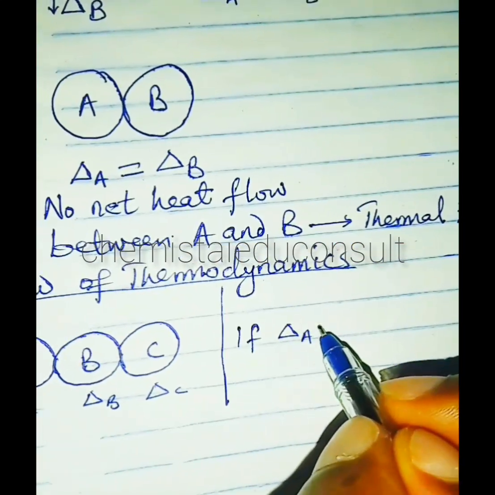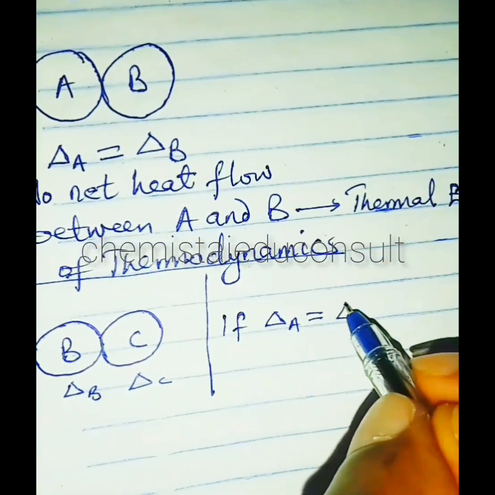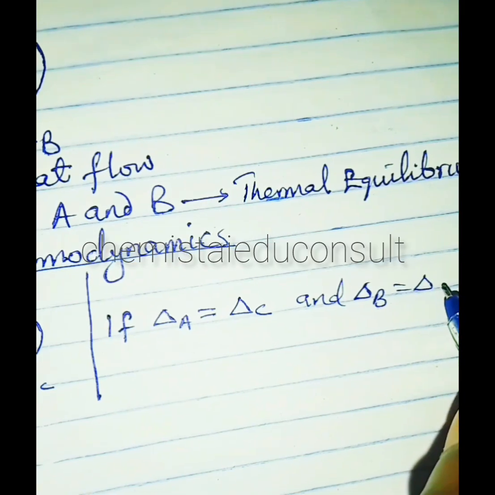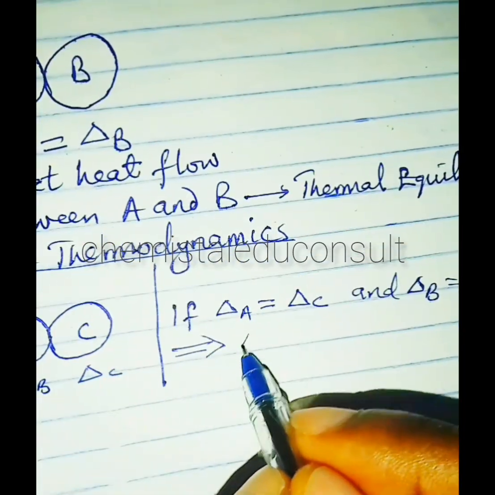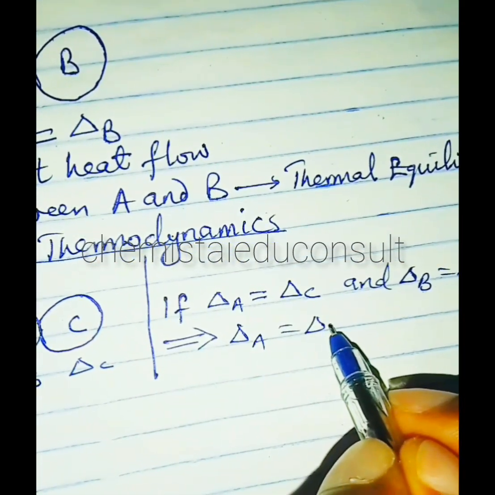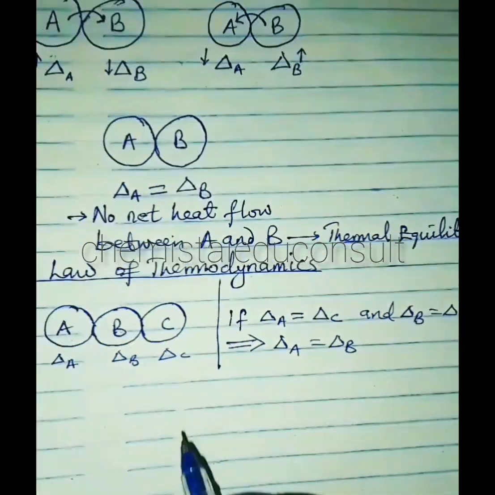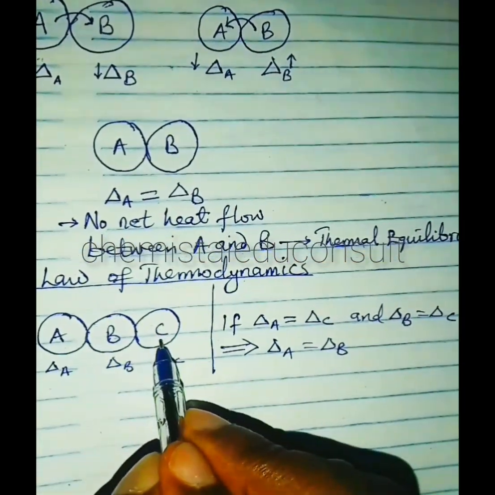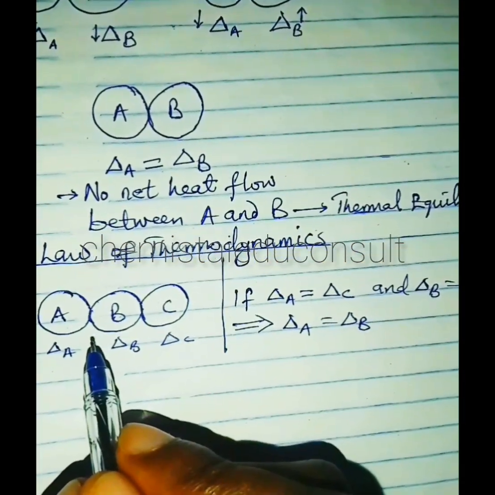Now, if the temperature in system A is equal to temperature in system C, and the temperature in system B is also equal to the temperature in system C, this now implies that the temperature in system A is also equal to the temperature in system B, even when A is not directly in contact with C. And this is exactly what the Zeroth Law is talking about.